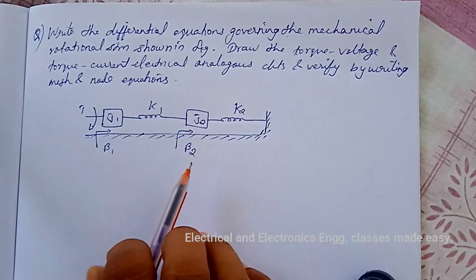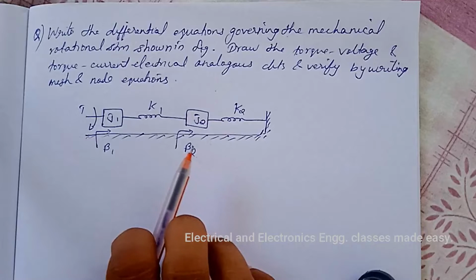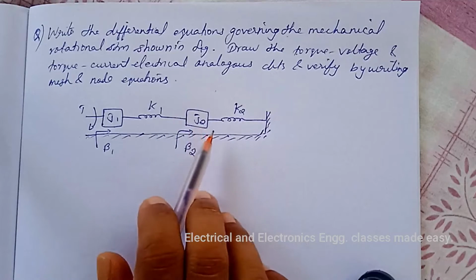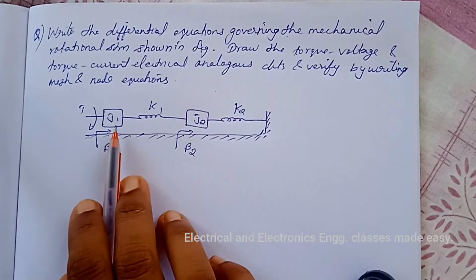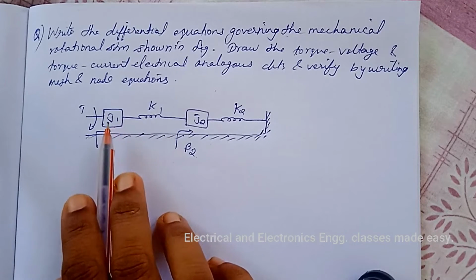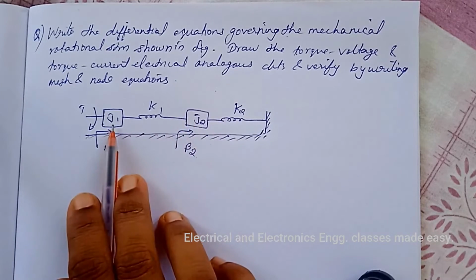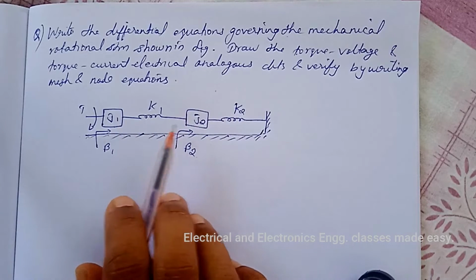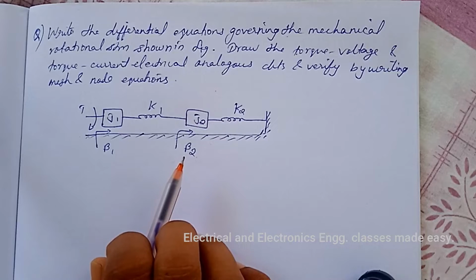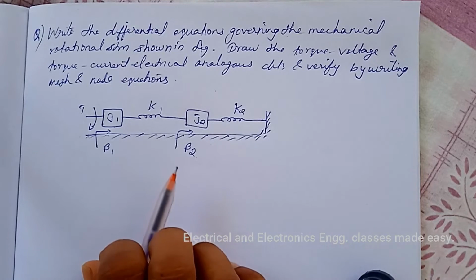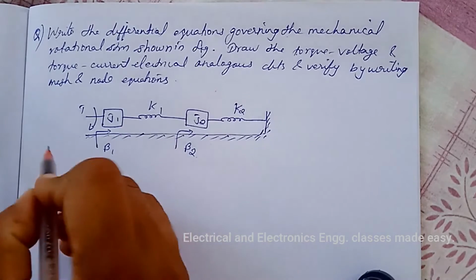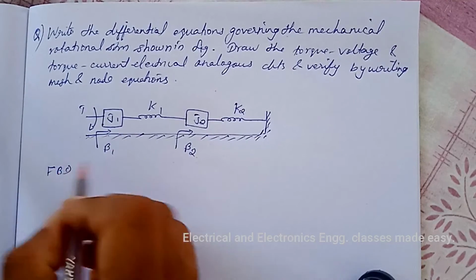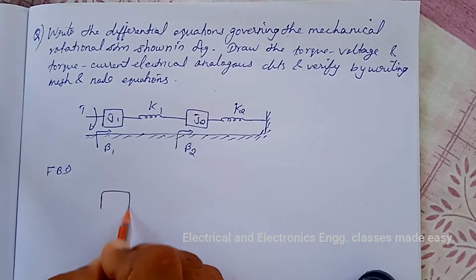So first of all we have to draw the free body diagrams. There will be two free body diagrams since there are two nodes, and after that we have to write the differential equations. First of all, draw the free body diagram of this node J1, that is for J1.